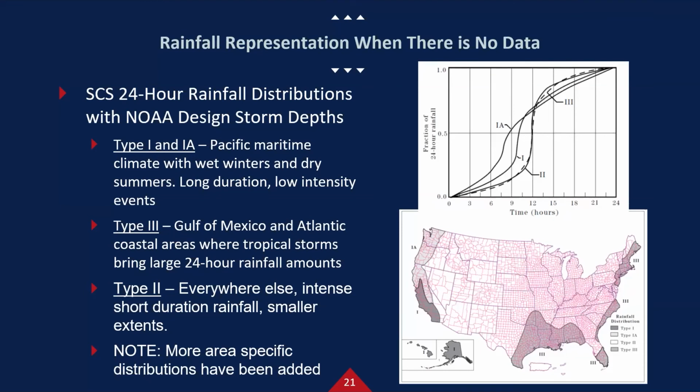Just to add quickly that we do have multiple distributions built into AGWA now, and we have them built in with a map that shows where they're applicable. So when it comes time to entering a design storm, there's a little button that allows you to view a map of the different distributions so that you can select the distribution that's the most suitable for where your watershed is located.